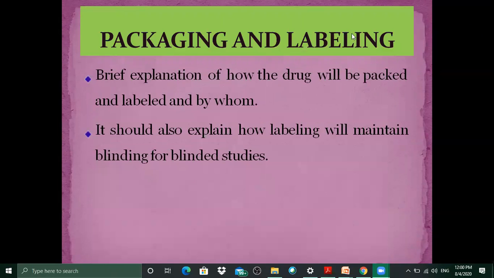Okay. Then packaging and labeling. So a brief explanation of how the drug will be packed and labeled by whom, and it should be explained how the labeling will maintain the blinding for blinded studies. So it is also a very important part.